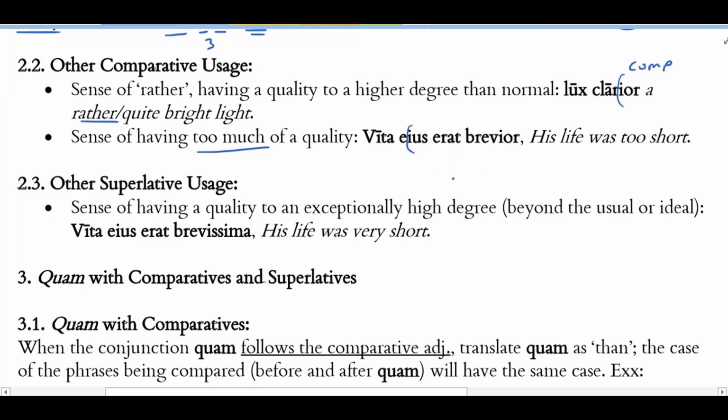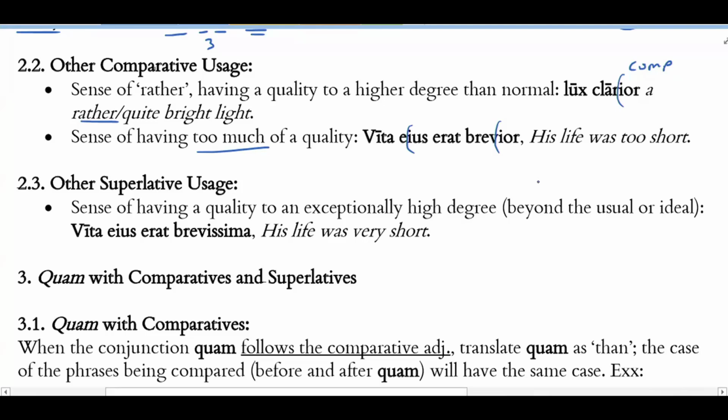Erat, imperfect, was. And then this is a comparative form with the -ior ending, right? Brevis is short. Brevior, you might want to translate this as his life was shorter. But if this is the end of the statement, I'm not really comparing it to anything else. What am I saying? I'm saying it was too short, okay? Too short. If something's excessively heavy, I could say it's too heavy using the comparative form.